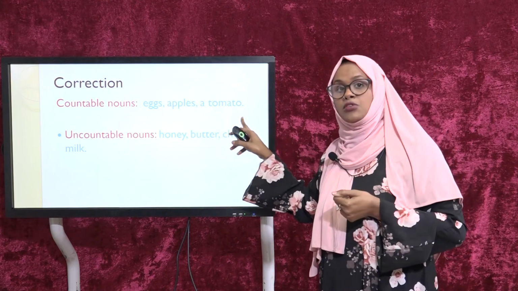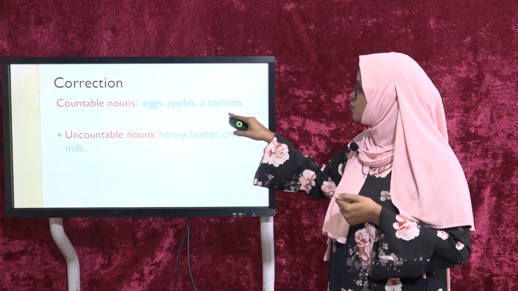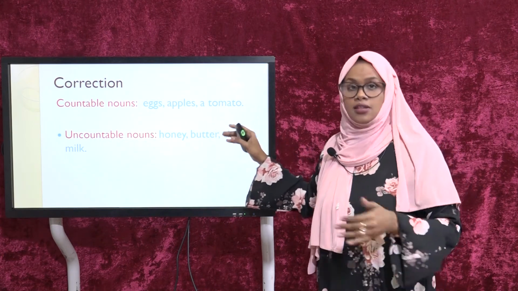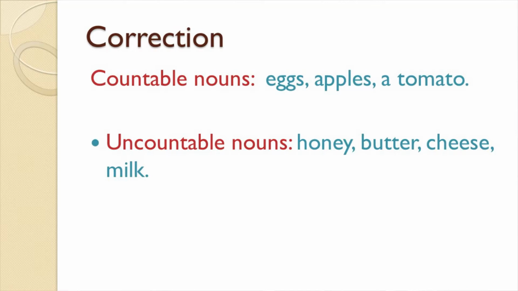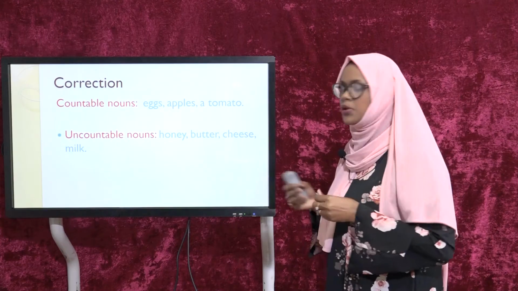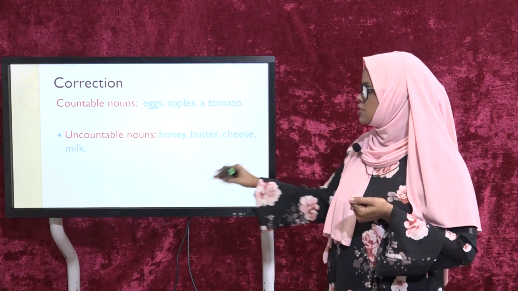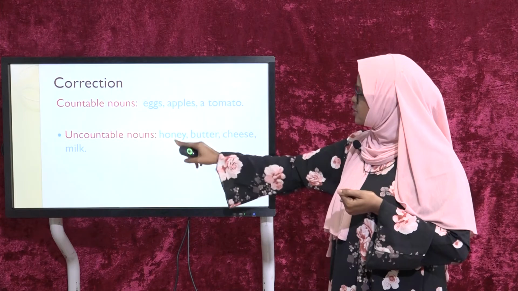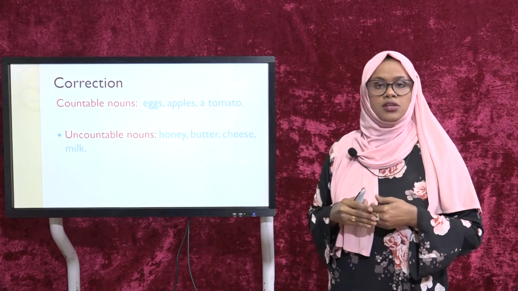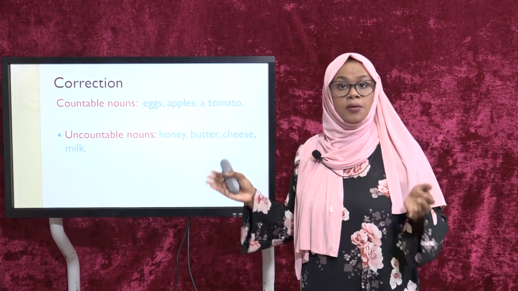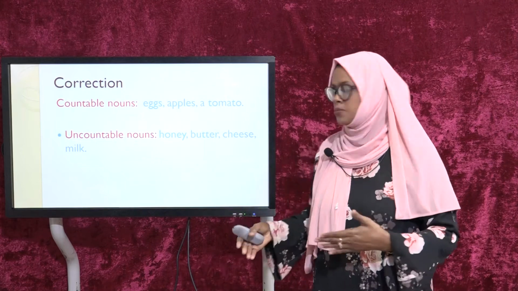Can we put it in plural? Of course. We can say 3 tomatoes, 4 tomatoes, okay? So let's look at the uncountable nouns. We have honey, butter, cheese, and milk. Why are these nouns uncountable? Because we cannot put a number on it. We cannot count them.